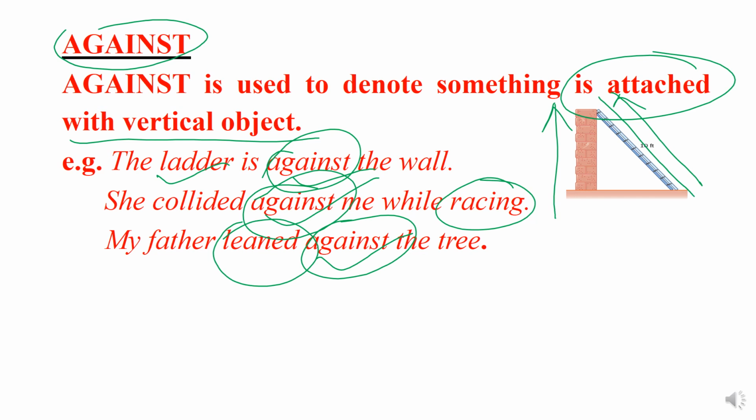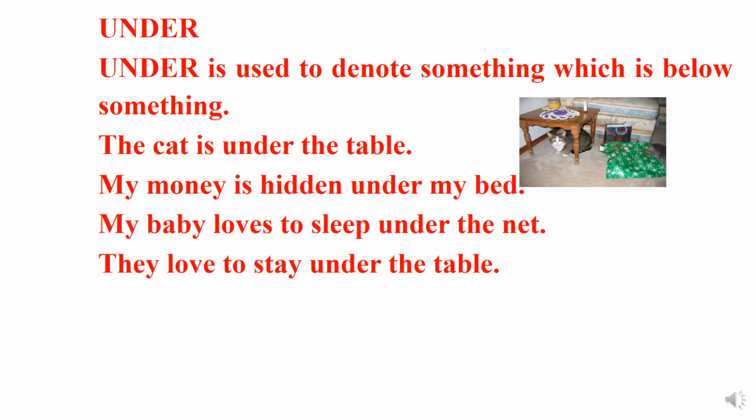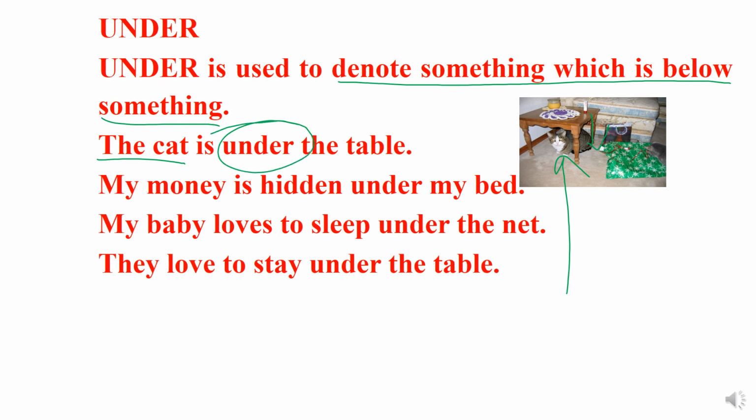Against is this much. Now under is used to denote something which is below something. The cat is below the table, so we can say the cat is under the table. Money is hidden under my bed. I think you hide some money.